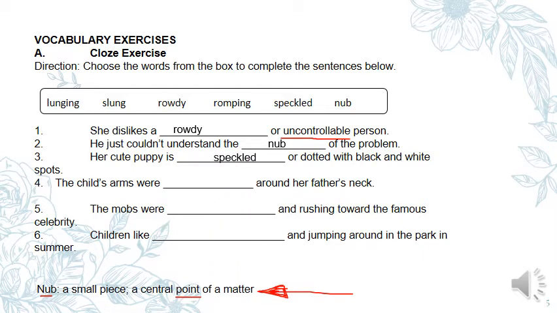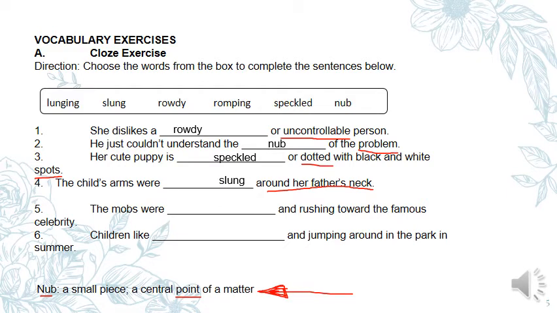Number 3, her cute puppy is what or dotted. So it is speckled or dotted with black and white spots. You have here dotted and spots as clue words. Okay, and here you have also problem as a clue word. Number 4, the child's arms were what around her father's neck. Look here, around the father's neck. So we had this example before, and the word is slung.